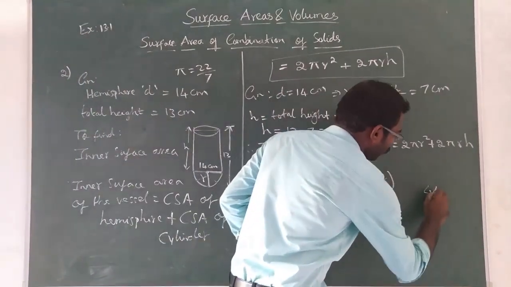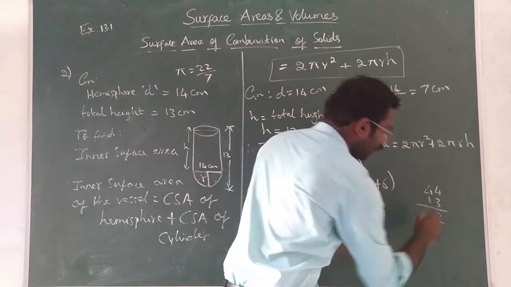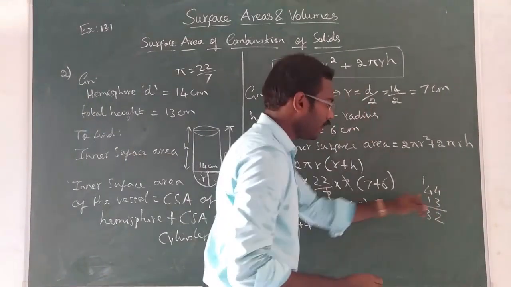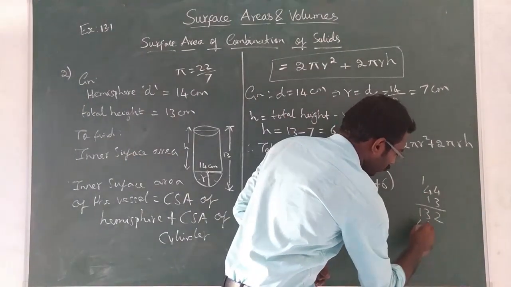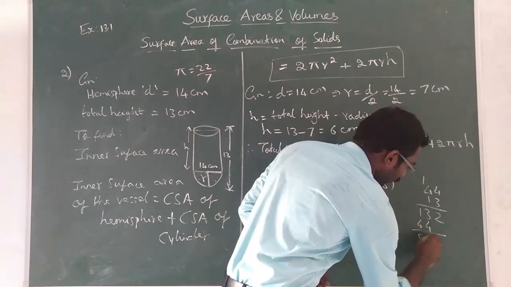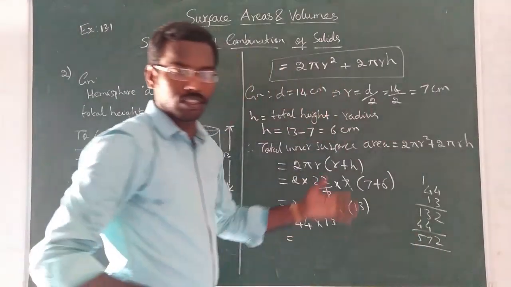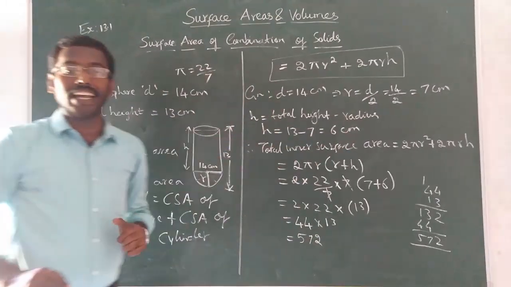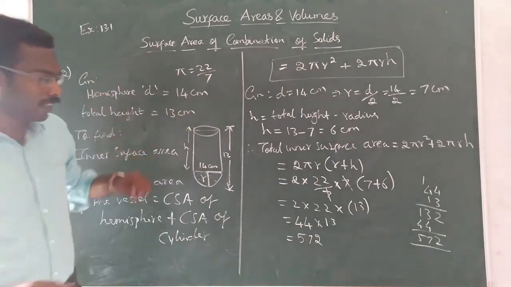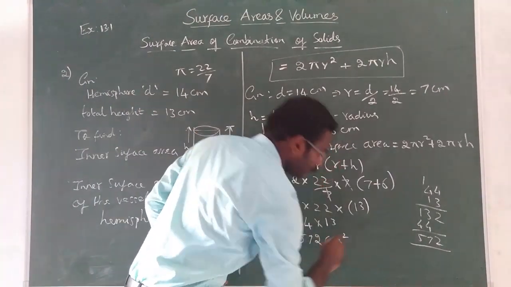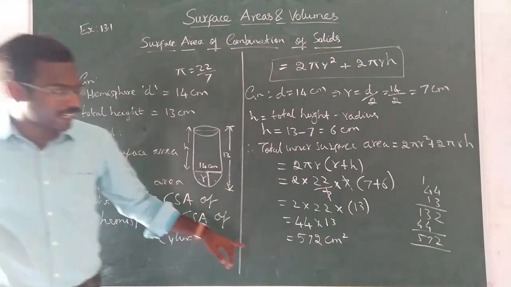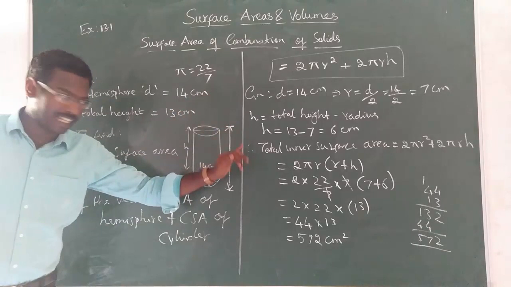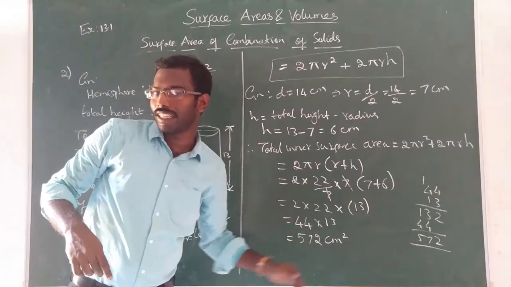Okay. So 44 into 13. Let us multiply: 4 3s are 12 and 1 remaining, 13. Then 1 4 is 4. So the answer is 572. Understood? What is this? This is surface area. Area means square and the unit is centimeter, therefore centimeter square. So finally you can write the statement: therefore, the inner surface area of this given vessel is 572 centimeter square.